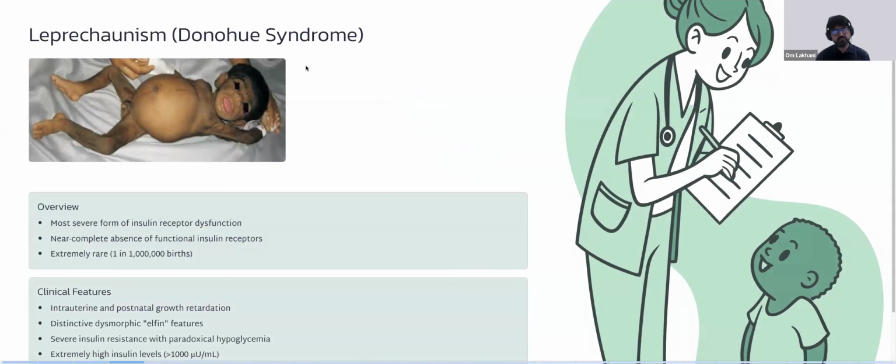Now, leprechaunism is the most severe form, right? Where you have the most defect in insulin receptors. So you have almost complete absence of insulin receptors. And because of that, it's an extremely rare condition. You can see a patient, which is shown here.